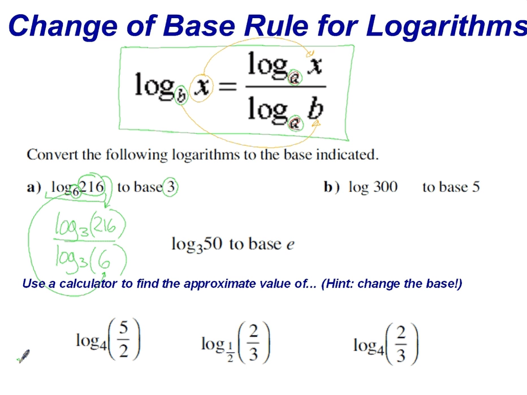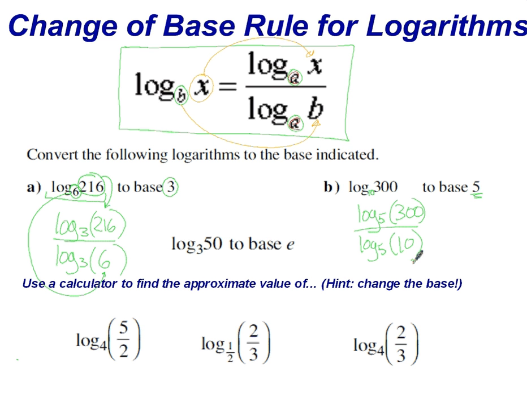Done. That's the answer to the question. Okay, so the rest are much like it. So let's take a look at number B. Now the only difference here is that you don't see any base, but the old base is actually 10. If you don't see a base there, that means it's a common logarithm, which has a base 10. So same idea. We want our new base to be 5. Log base 5, log base 5. And the numerator here is that 300, and the denominator is 10.